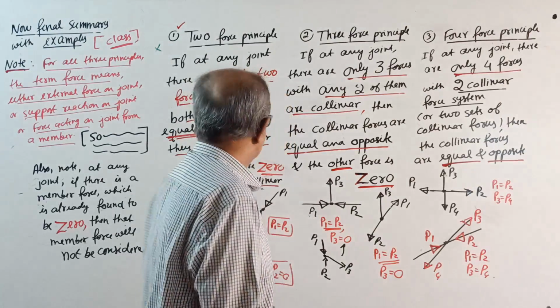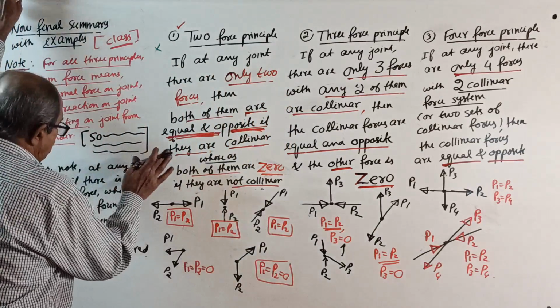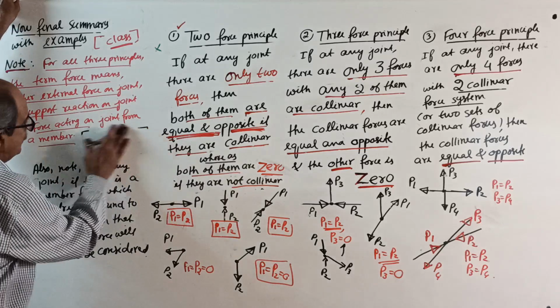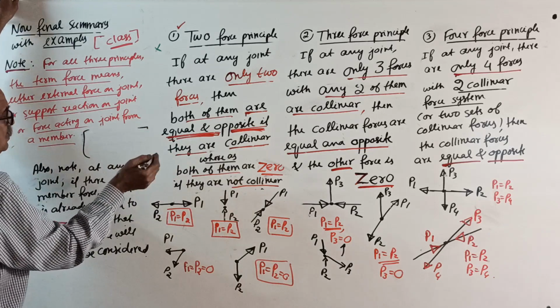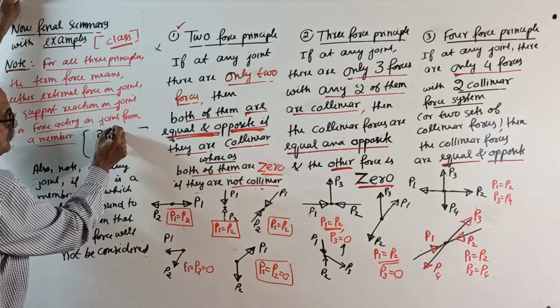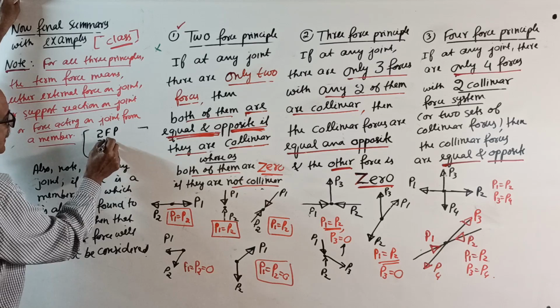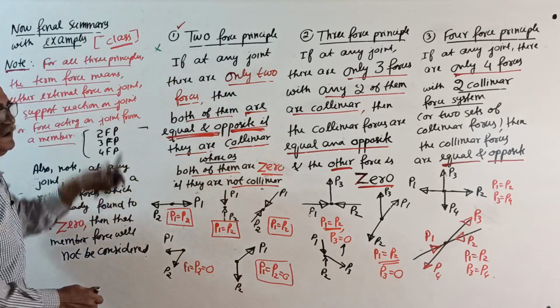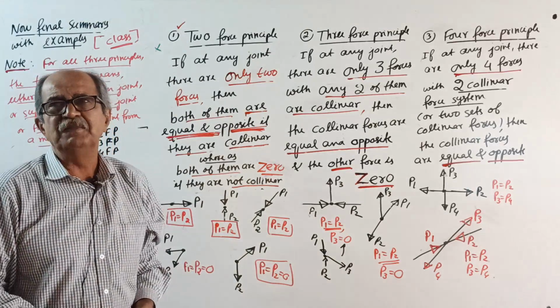And make a note lastly. Later in the method of joints, make a note here, an extra addition. What I will use is 2FP, 3FP and 4FP. I cannot waste time writing it out in every problem.